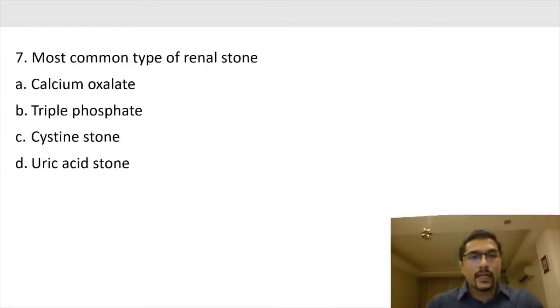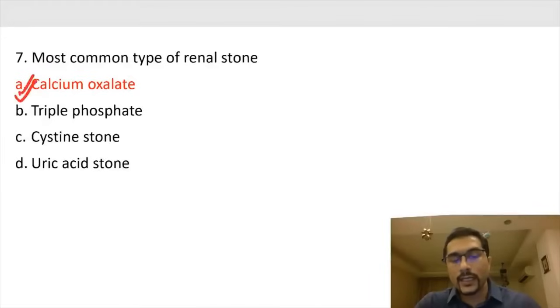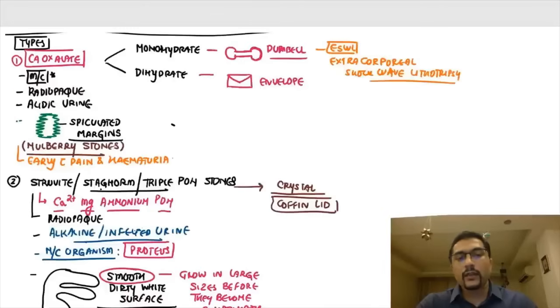This question has also been asked previously. The most common type of renal stone. So the most common type of renal stone is calcium oxalate stone. Just briefly about renal stones. Calcium oxalate is the most common type of renal stone, and it is formed in acidic urine. It is radio opaque. You know that 90% of renal stones are radio opaque, and calcium oxalate stones will have spiculated margins. It has sharp margins, which is why it presents early.